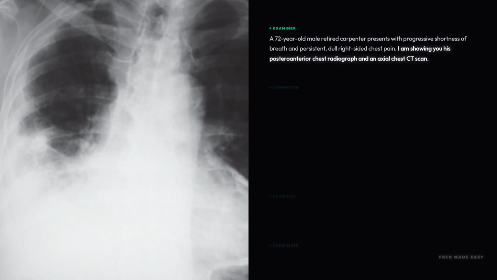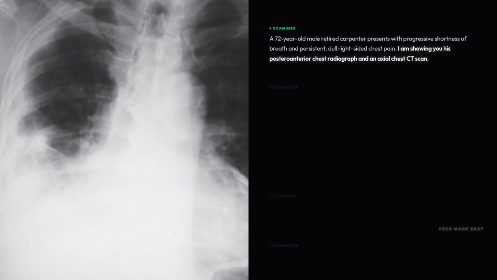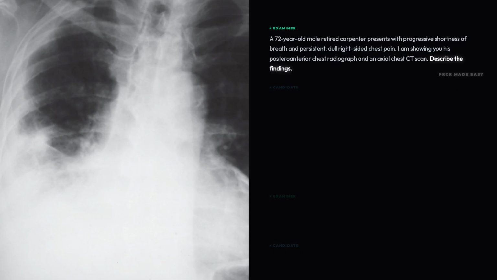A 72-year-old male retired carpenter presents with progressive shortness of breath and persistent, dull right-sided chest pain. I am showing you his posteroanterior chest radiograph and an axial chest computed tomography scan.